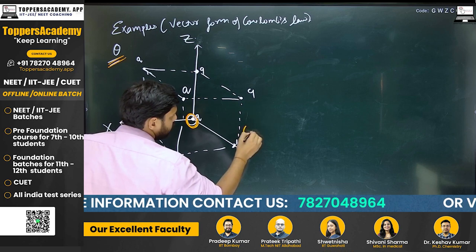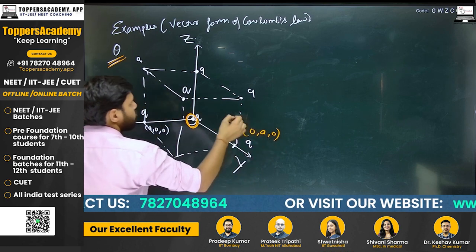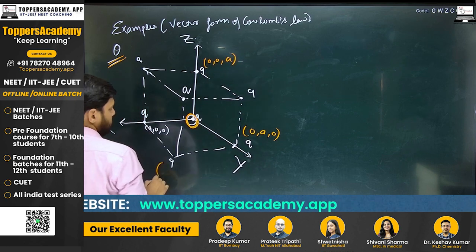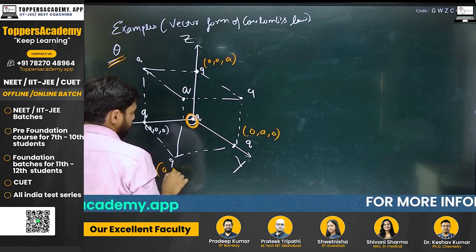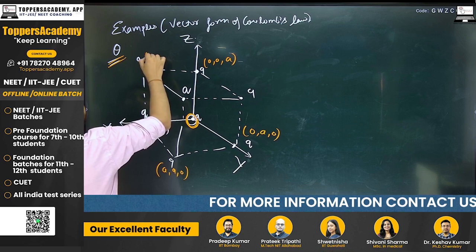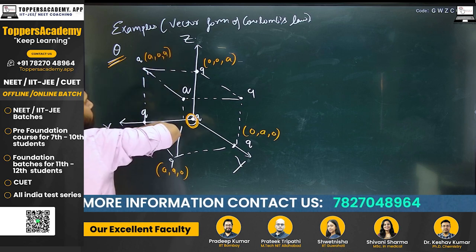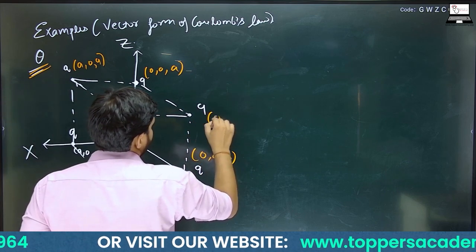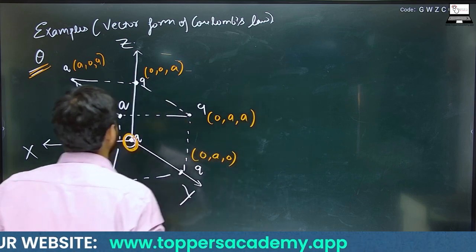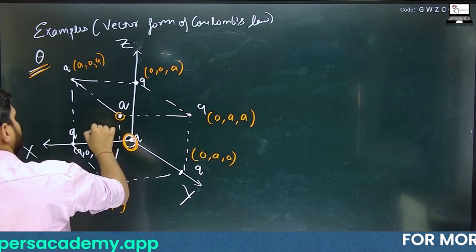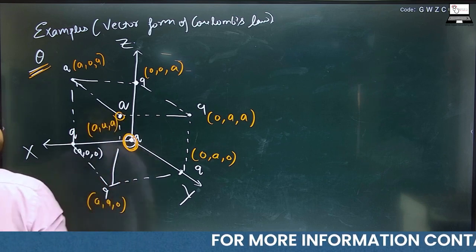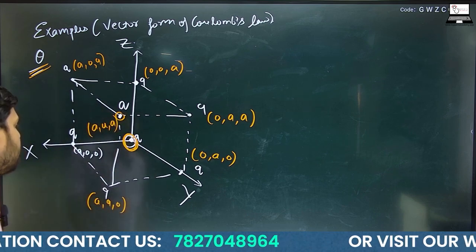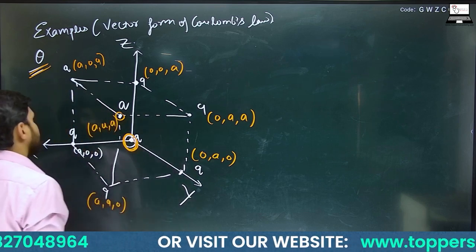This is (0, a, 0). This is (0, 0, a). This is (a, a, 0). This will be (a, 0, a). This will be (0, a, a). And this will be (a, a, a). So you have to find the force on this charge by all the other seven charges. Clear or not? So let's find out.